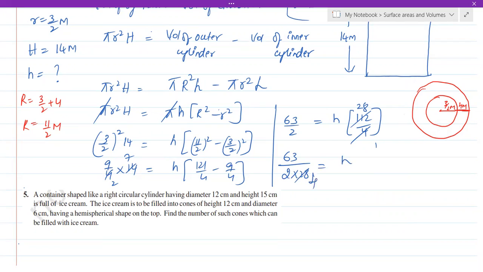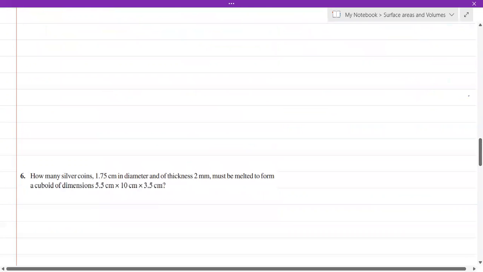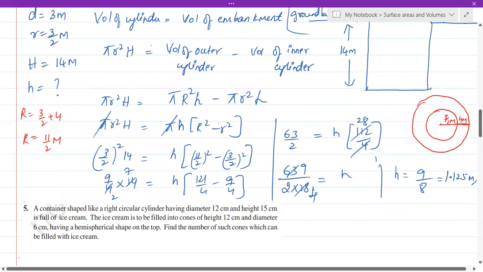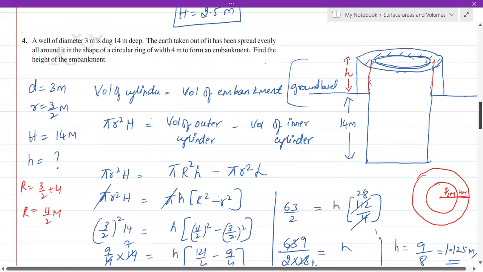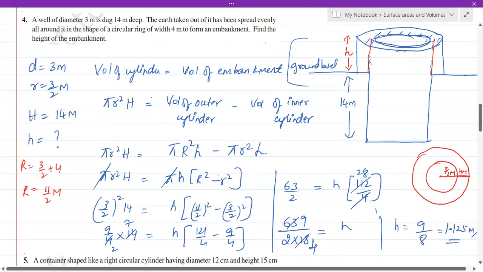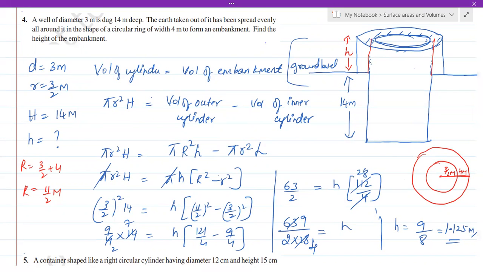The 7 4s are 28, 7 9s are 63. So h value will become 9 by 2 into 4 is 8. So this comes out around 1.125 meter. Okay. So the height of the embankment is around 1.125 meter. So the volume of the earth that was taken out is used for embankment. So volume of embankment, remember, is found by outer cylinder minus inner cylinder. So let's get into the next question.